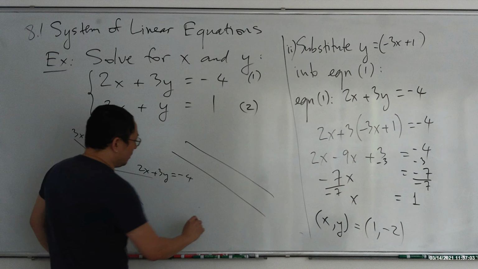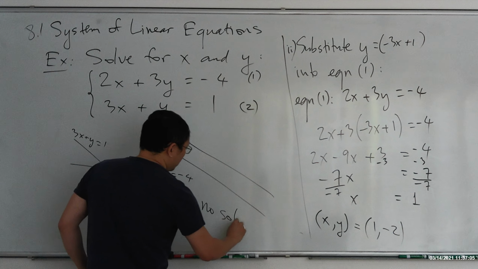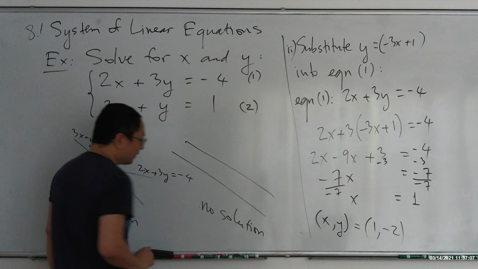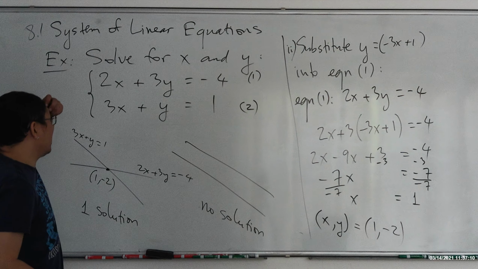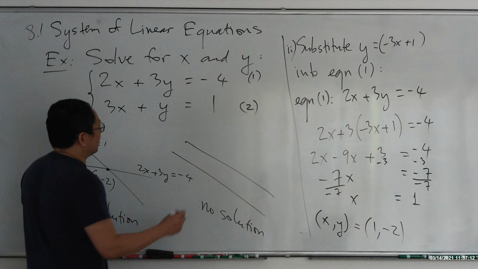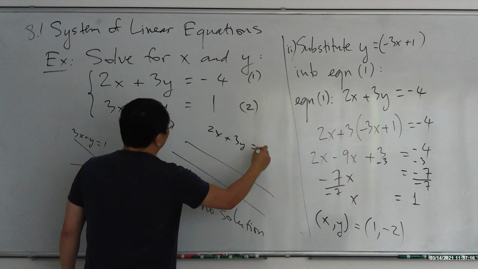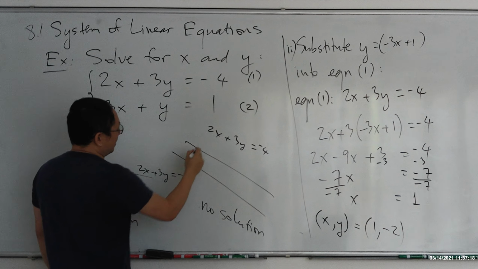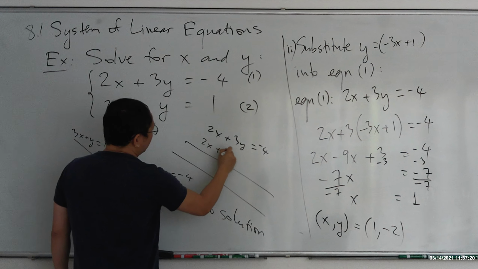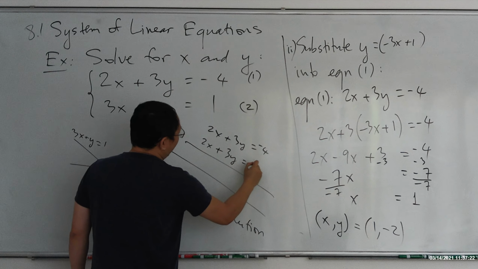If the two lines are parallel, you have no solution. And when the two lines are parallel, they have the same slope. Say this: 2x plus 3y equal to negative 4, in this case. And then I have another one, say 2x plus 3y equal to, say, 5.